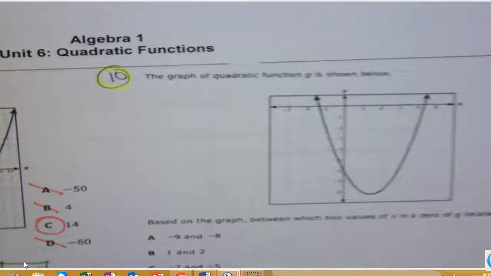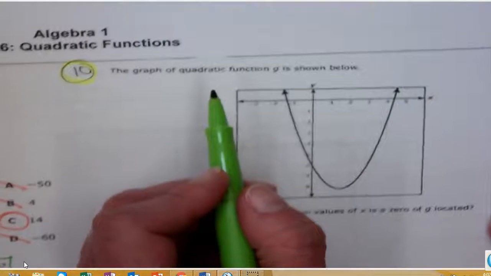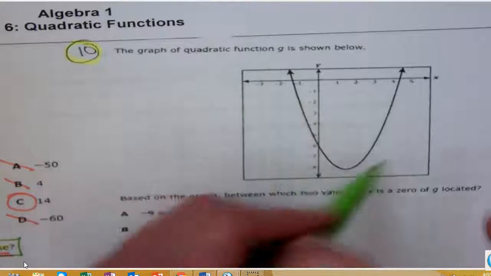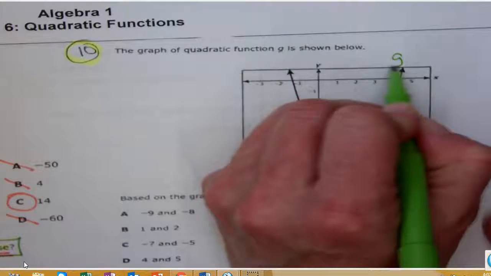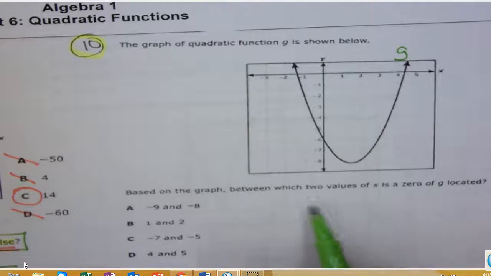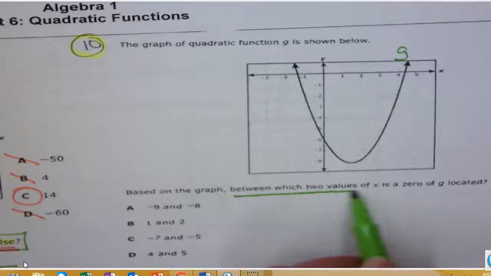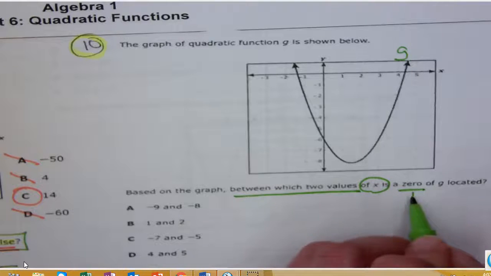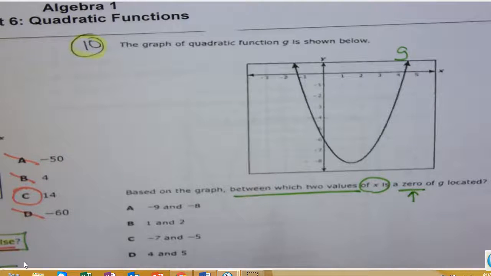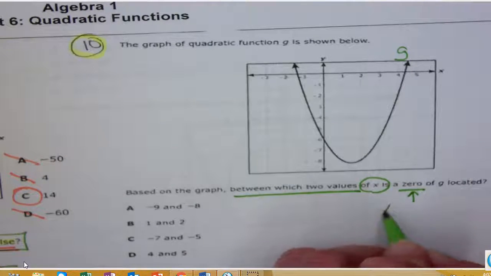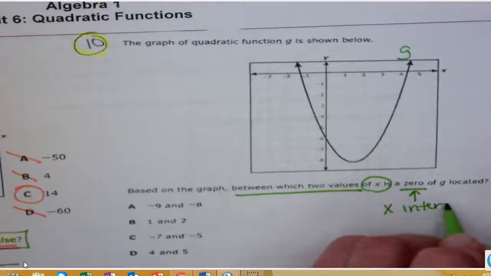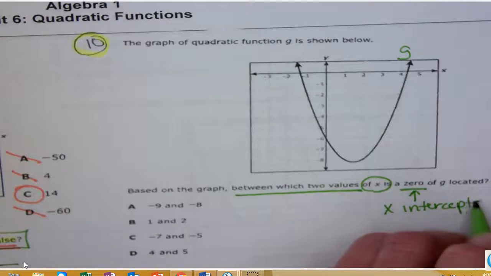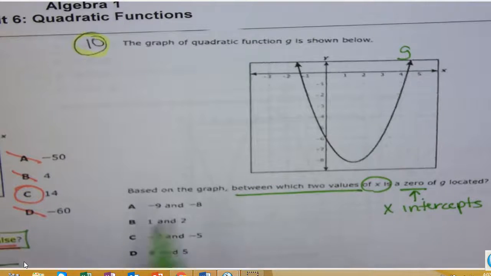Okay, moving on. The graph of the quadratic function g is shown below. Here you go. This is g. Based on the graph, between which two values of x is a 0 of g? So here's a lot of vocabulary, and if you don't know what 0 is, you may be confused, but we know that zeros mean x-intercepts.